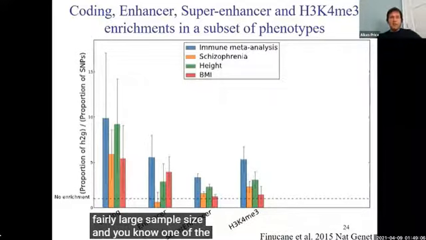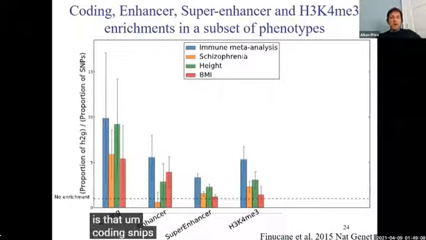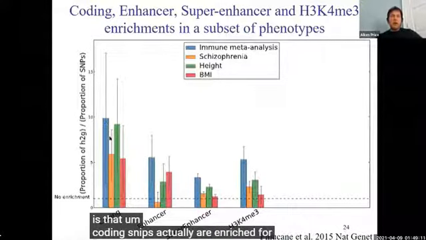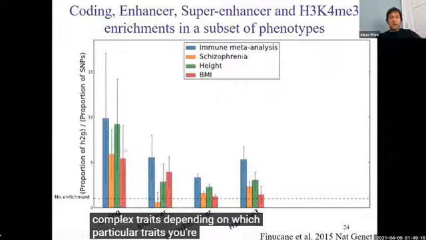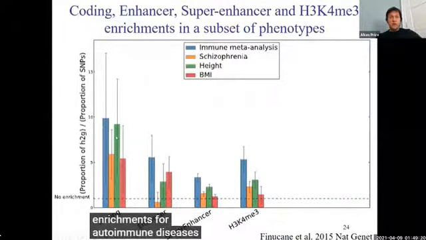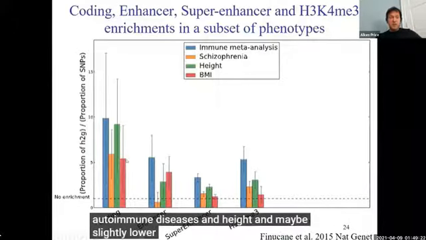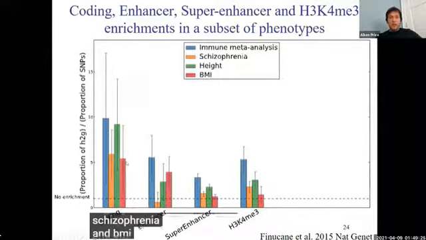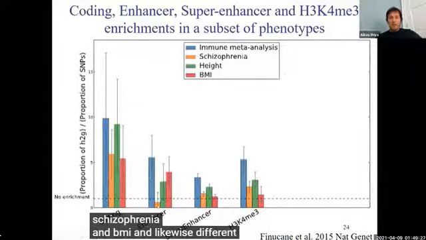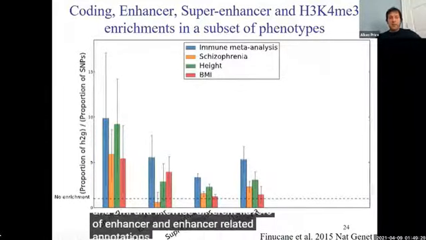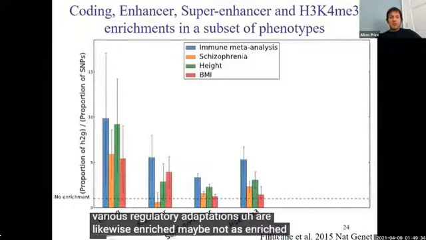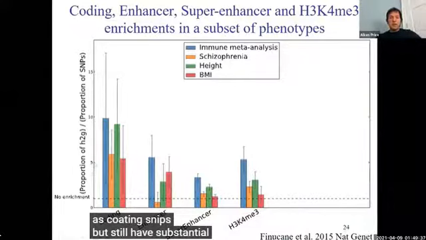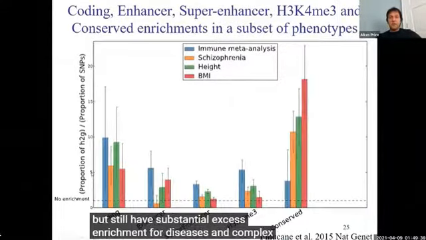And one of the initial findings is that coding SNPs are enriched for SNP heritability of diseases and complex traits, depending on which particular traits you're looking at. We see the largest enrichments for autoimmune diseases and height, and maybe slightly lower enrichments for schizophrenia and BMI. And likewise, different flavors of enhancer and enhancer-related annotations, various regulatory annotations, are also enriched, maybe not as enriched as coding SNPs, but still with substantial excess enrichment for diseases and complex traits.